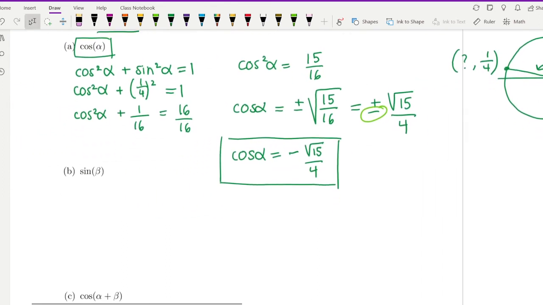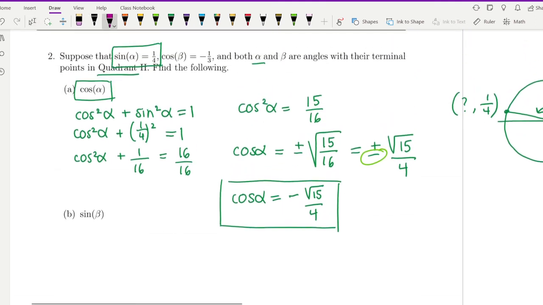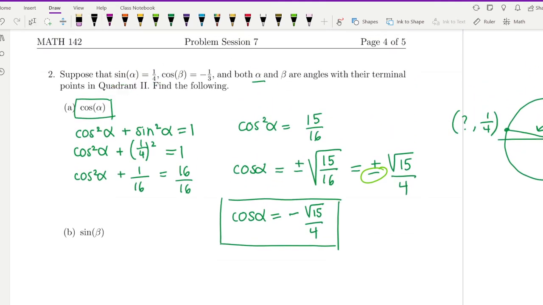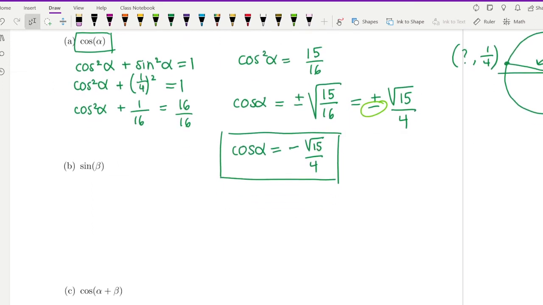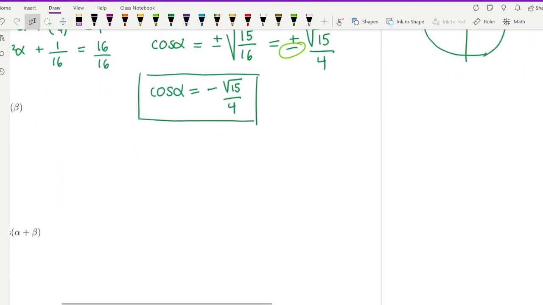Okay, so that answers that. Now we're going to do the same thing to find sine of beta, right? So if we go back to the information that's given, we're told that cosine of beta is negative 1/3. We're also told that beta is in quadrant 2. And alpha and beta, by the way, are two different angles, so we're not treating them as though they're the same angle.